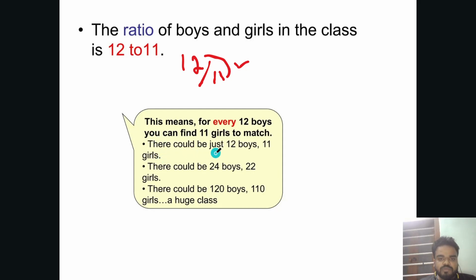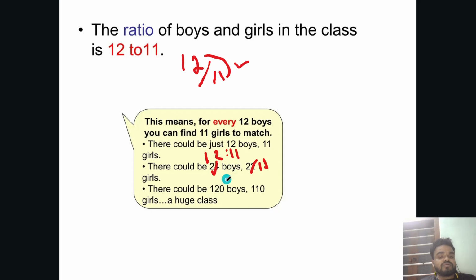Here there could be just 12 boys or 11 girls, or there could be 22 boys or 22 girls, or there could be 120 boys or 120 girls. So the number can be anything, but it has to follow the same ratio. How? Here you can see, two 11s are 22, two 12s are 24. See, the ratio is same. Even though the number is getting bigger, the ratio is same.